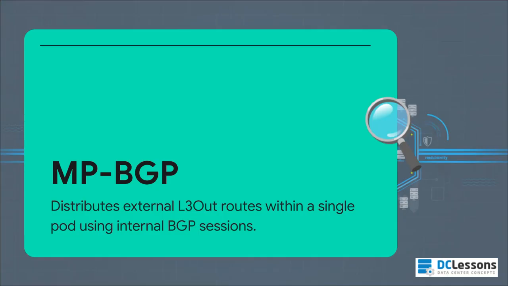So what about talking to the rest of the world? When your ACI fabric needs to connect to external networks, it learns those routes through what we call L3Outs. Inside a pod, those routes are passed around using internal BGP, but to make sure every pod knows how to get to the outside world, a separate external MP-BGP session is built between the spines of the different pods.